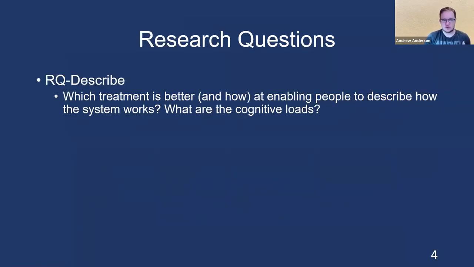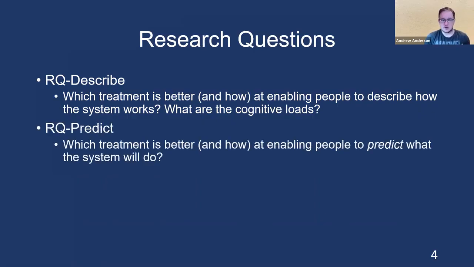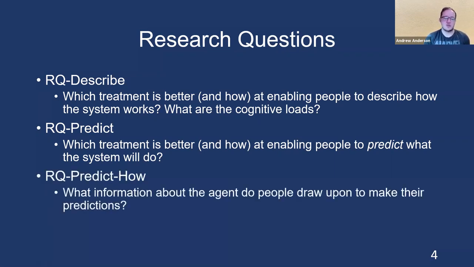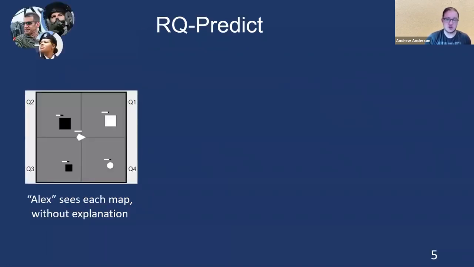Our research questions were as follows. RQ describe: which treatment is better and how is it enabling people to describe how the system works. So they're forming a rule book in their head in the form of a mental model. RQ predict, it does another measurement of a mental model: which treatment is better and how is it enabling people to predict what the system will do. And then when they're predicting, how are they doing so? What information about the agent or AI do people draw upon to make their prediction? For the purpose of this talk, I'll be dropping RQ describe. So let's get started with RQ predict.